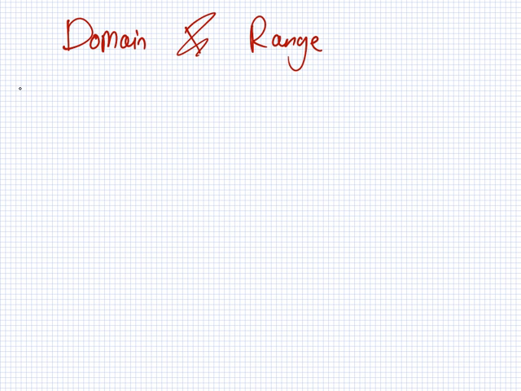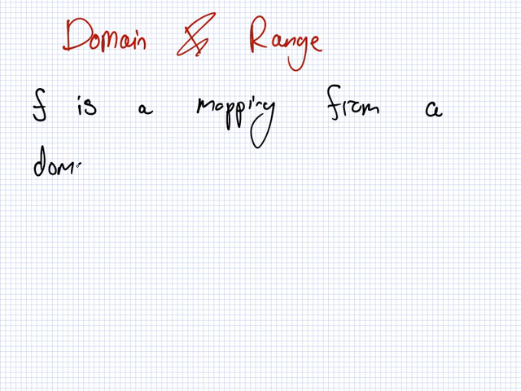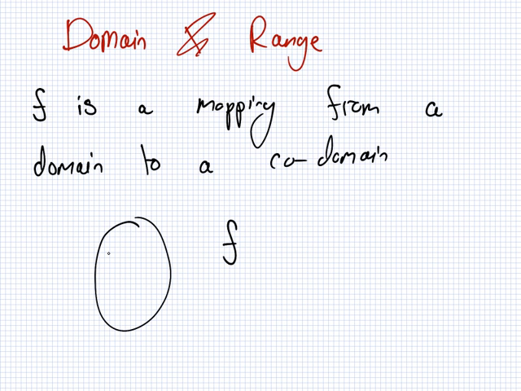Now, F is a mapping from a domain to a codomain. So the way we think about F, it takes something in what's called the domain and then gives you something in what we call a codomain.